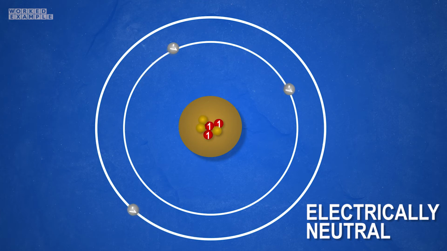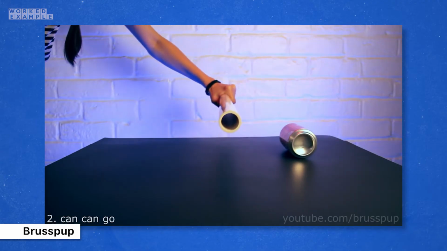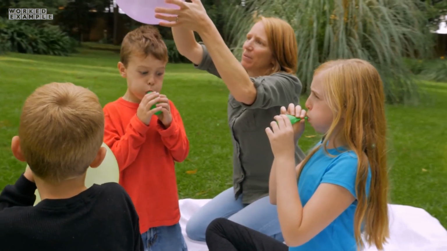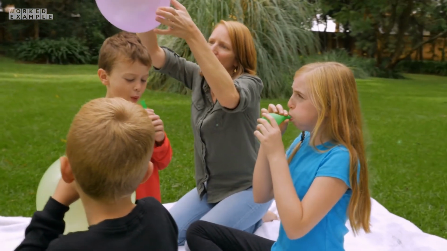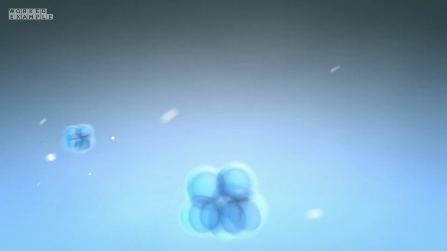Because protons and electrons have opposite charges, the electrons are attracted to the protons in the nucleus by an electrostatic force, the same force used to attract this can to this rod, and the same force that causes your hair to stick to a balloon when you rub them together, which stops the electrons from flying away. Sometimes, however, atoms can lose or gain electrons to become electrically charged and form ions. We'll discuss this in a later video.